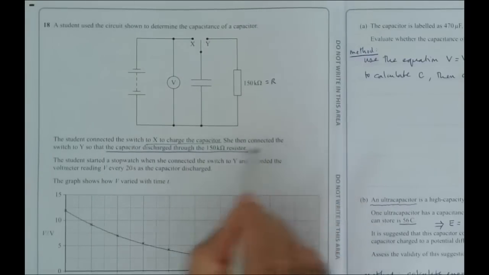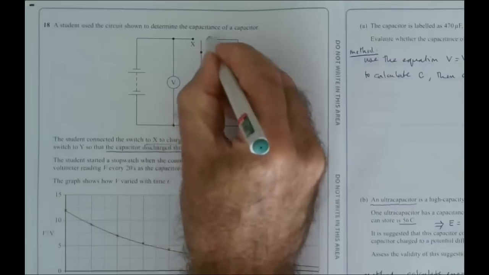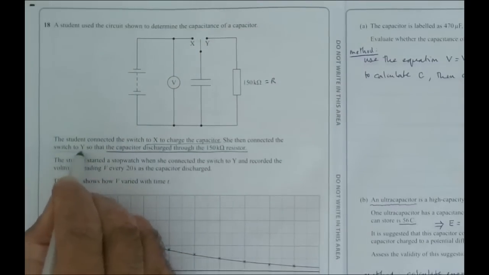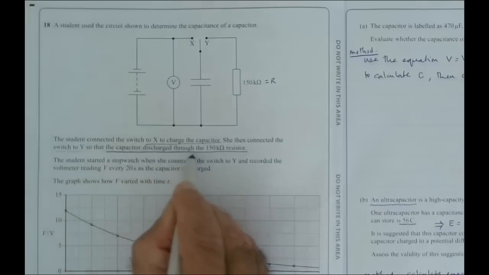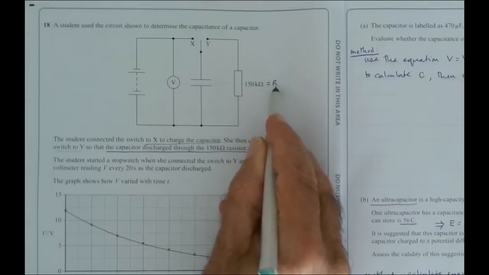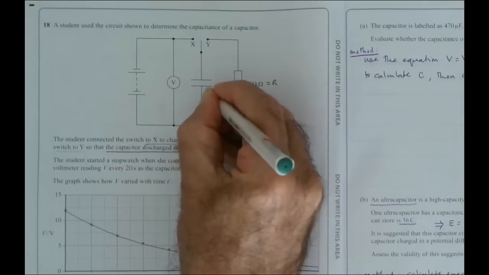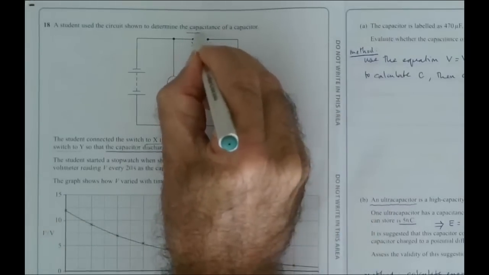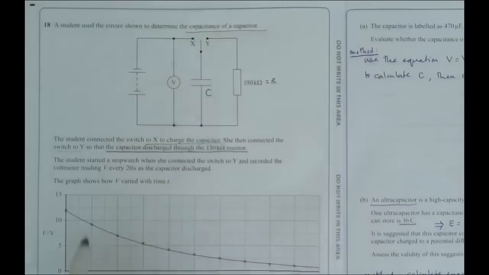She then connected the switch to Y, so that the capacitor discharged through the 150 kilo ohm resistor. So there's your resistance value. C is your capacitance, which is presumably what we want to find out. So we want to find out the capacitance of the capacitor.